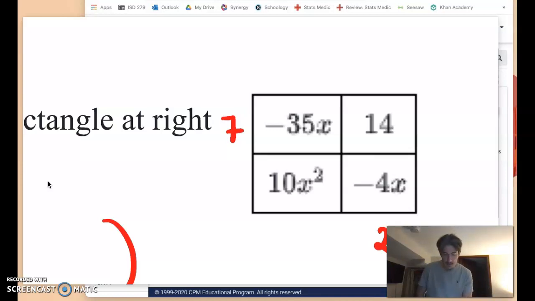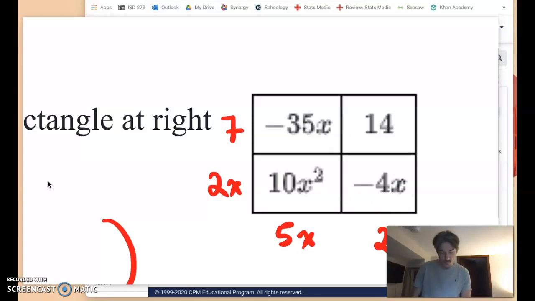I know that if I multiply 7 by what number, what gives me 35x? Well, I know 7 times 5x gives me 35x, okay? And then I know, what number do I need to multiply 2 by to get negative 4x? Well, that's got to be a 2x. Now, here's the kicker for me. Check this out, all right?